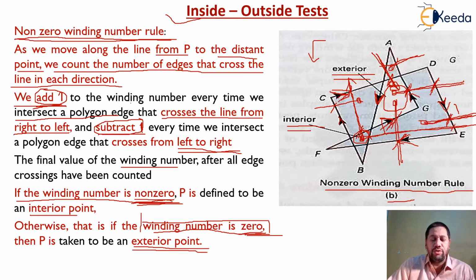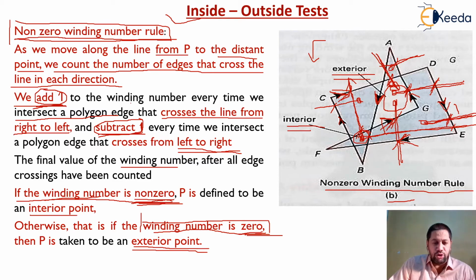I hope all of you understood these two methods. One is the odd-even rule, and the second is the non-zero winding number rule. For the non-zero winding number rule, step number 1, we have to show the direction or the flow of the polygon in anti-clockwise direction, and then accordingly we will find the winding number. I want the count of the winding number to be non-zero, because we are adding 1, and we are subtracting 1 if the directions are different. That means moving from right to left or left to right accordingly.